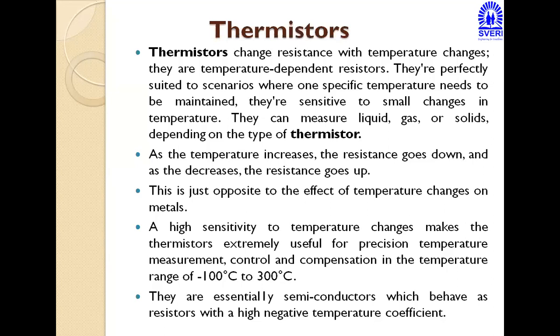It's called precision. Precision temperature measurement, control and compensation in the temperature range from -100 degrees Celsius to 300 degrees Celsius, and they are essentially semiconductors which behave as resistors with a high negative temperature coefficient. Clear? Write down. Usually, when we raise the temperature of a metal, its conductivity decreases. Okay, Rishikesh, very good.